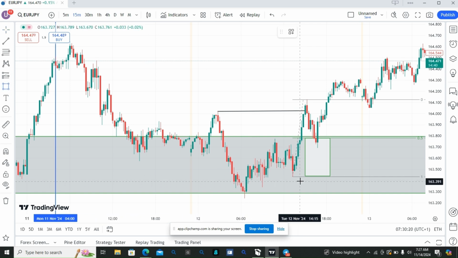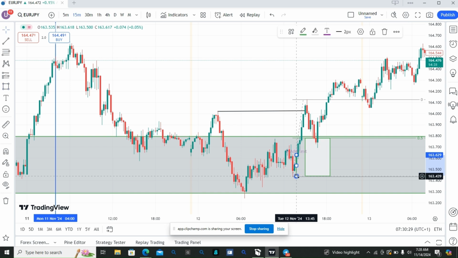This red candle is our order block. You see this red candle? That is our order block.